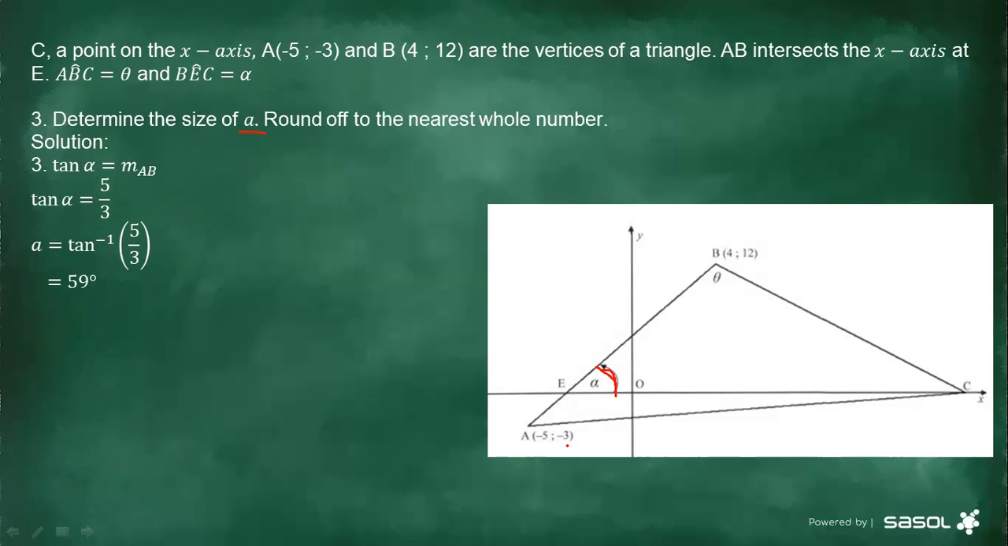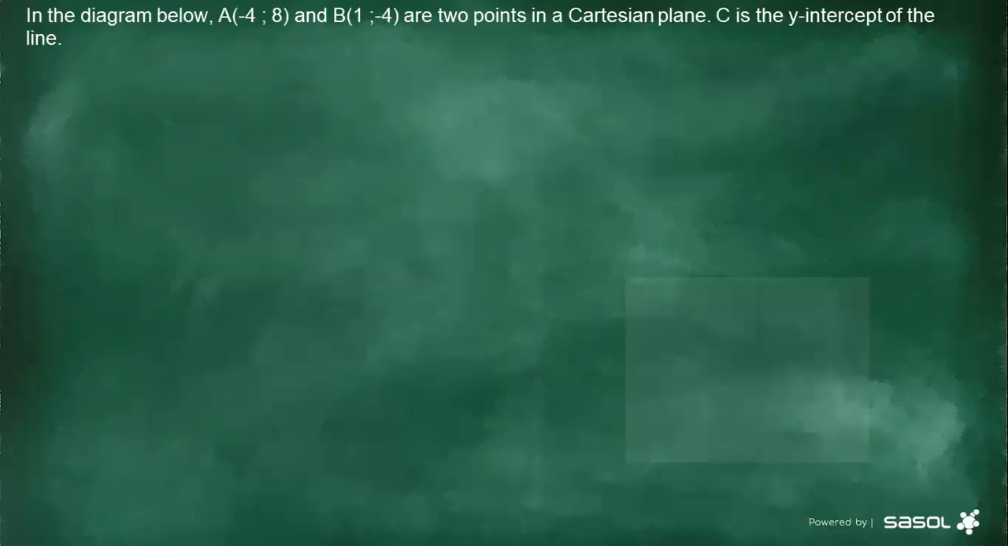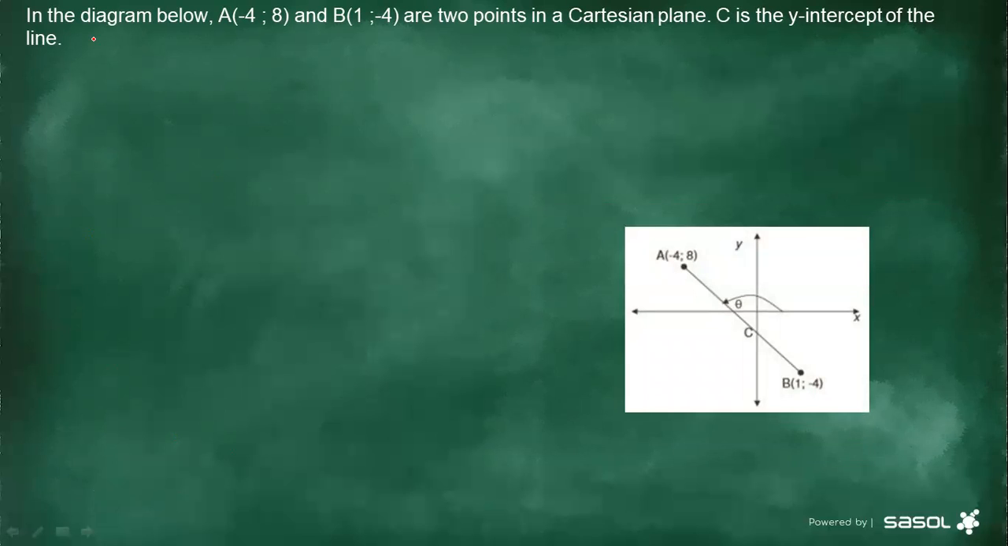All right. And then that is all. We have answered everything under this question, and then let's proceed. All right, in the diagram below, A is (-4, 8) and B is (1, -4), points in the Cartesian plane.